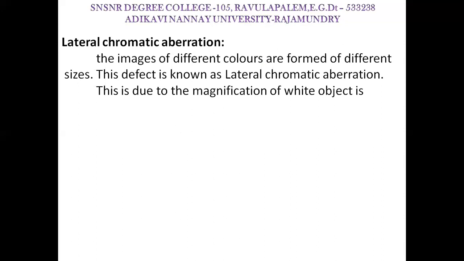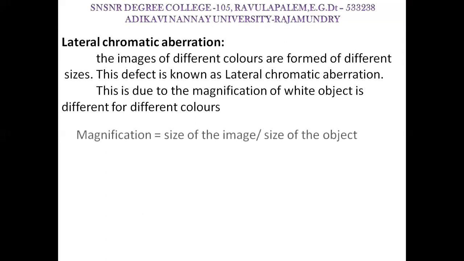You can understand this lateral chromatic aberration by the following diagram. This is because the magnification of a white object is different for different colors. These different colors are formed at different positions and the sizes are also different. Then this defect is lateral chromatic aberration. First we need to know the magnification.